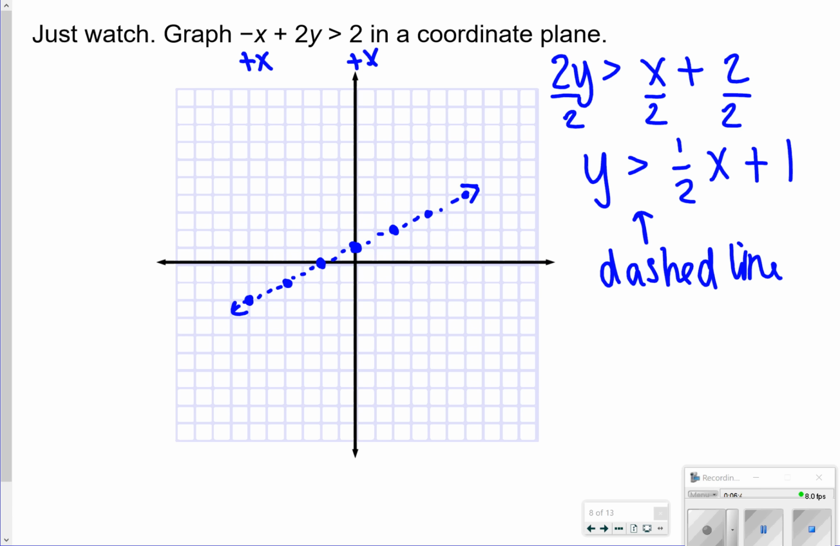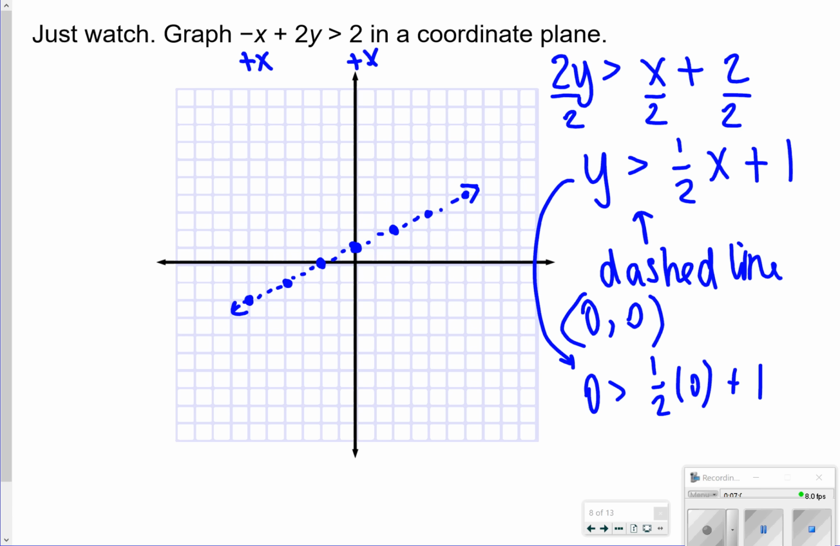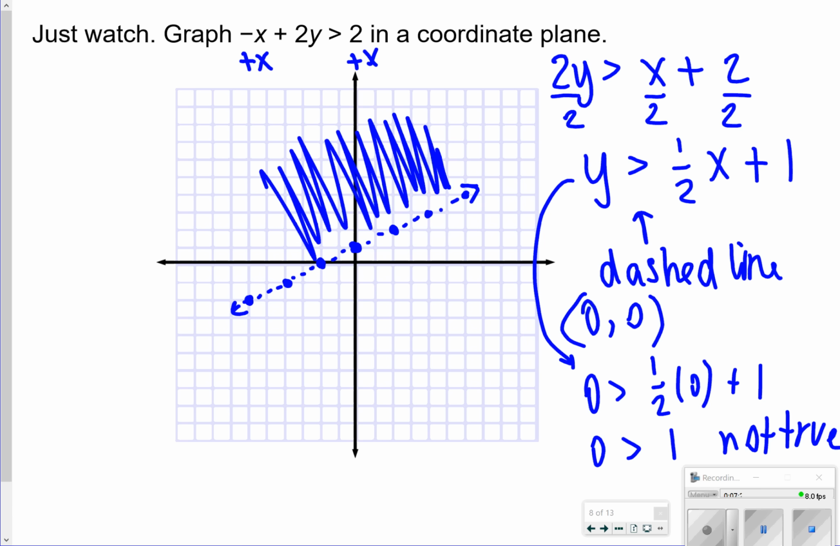Okay, my next step is step 2, which is to pick a point either above or below. Again, I just like choosing 0, 0, so I'm going to plug in 0, 0 to this equation. So 0 is greater than 1/2 times 0 plus 1. 0 is greater than 0 plus 1, which is 1. This is not true. So I do not shade in the part that contains 0, 0. I shade in the other side that wouldn't contain 0, 0, so I shade in everything up here.